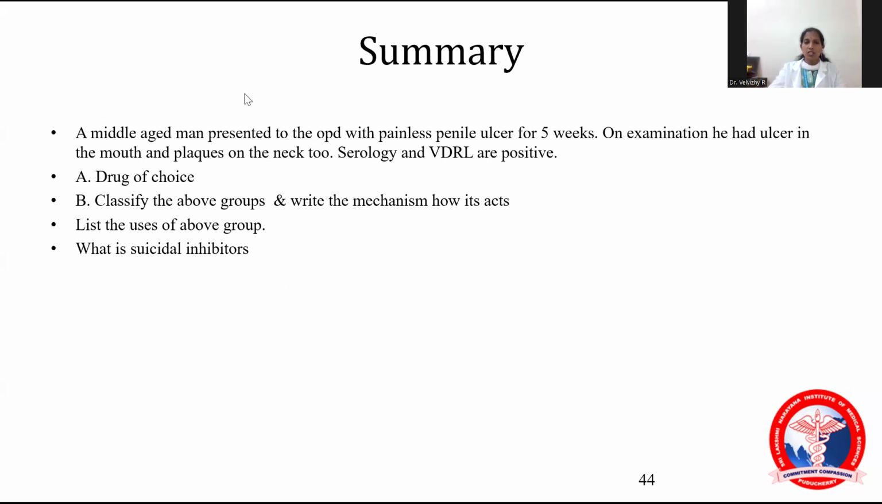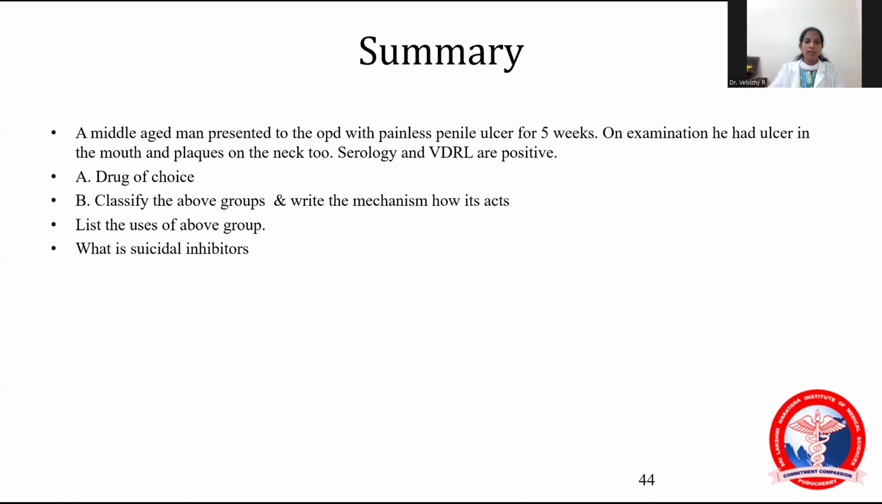Okay, so this is a case of syphilis. The patient has a painless penile ulcer, VDRL is positive on serology, and on examination the patient had some other ulcers in the mouth. So what is the drug of choice here? Here it is benzathine penicillin, but even if you write procaine penicillin, it is also correct. You can select either procaine penicillin or benzathine penicillin.